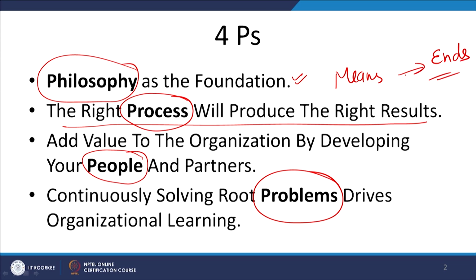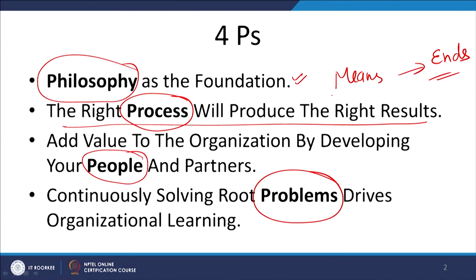Many a time people say that ends matter, means do not matter. But Toyota says no, if you have the right means, your ends will automatically be good. So it is very, very important that you use the right processes, and right processes will result in the right output, right products. And if you believe in Indian scriptures, particularly the Gita, that also says that we need to be more action oriented. If you have the right action, your target will also be right. So that is the second important P.